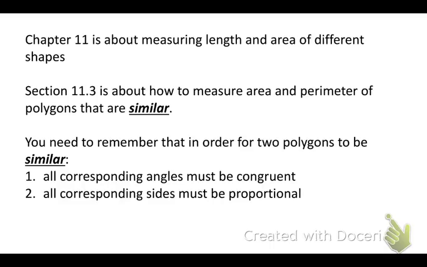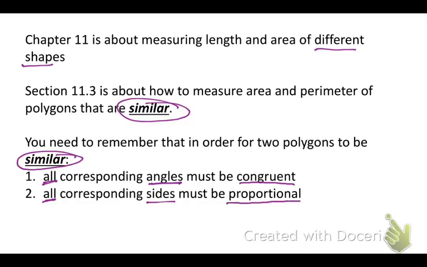So, as we know, Chapter 11 is about measuring the length and area of different shapes. In 11.3, we're going to learn how to measure area and perimeter of polygons that are similar. You need to remember that in order for two polygons to be similar, and you might want to jot this down on your vocabulary sheet if it's not already there, because it's important that you understand what it means for two polygons to be similar. So the first requirement is that all corresponding angles must be congruent. And then we learned that all corresponding sides must be proportional.